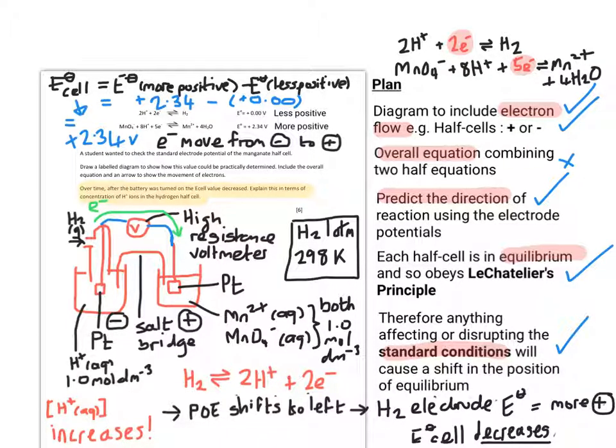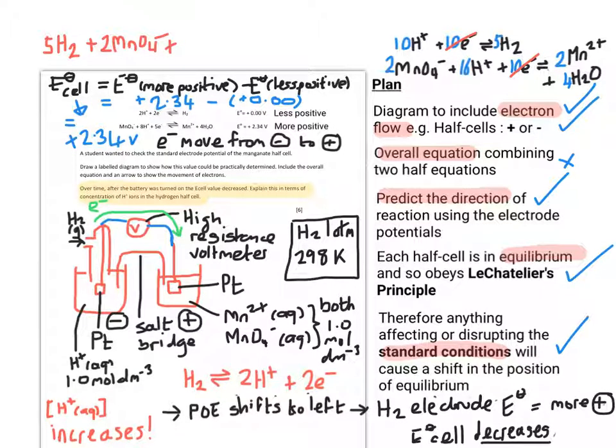So what I've got to do is multiply each of the half equations up so that they have a lowest common multiple. So I've got to multiply the top one by 5 and the bottom one by 2, so I have 10 electrons both sides. So now I have my two half equations multiplied up so that I have 10 electrons, and I can cancel the electrons out.